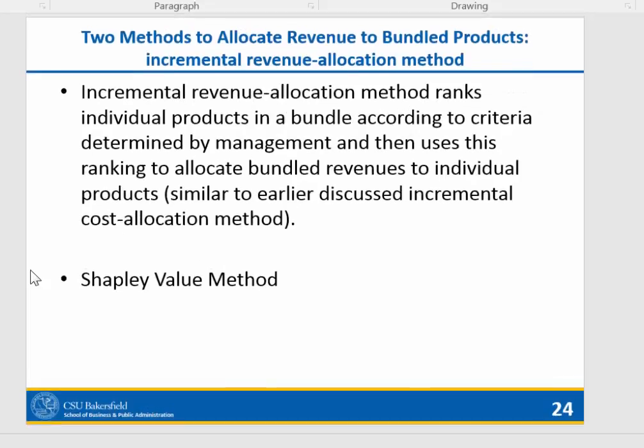Then let's take a look at the other two methods. One is called the incremental revenue allocation method. Once again, you have the rank, the management decides the ranking, and then uses the ranking to allocate the bundle revenues, similar to the incremental cost allocation method. The Shapley value method is also the same: we look at the average of the incremental revenue allocation results. I'm going to go through the incremental revenue allocation method first, then the Shapley value method.